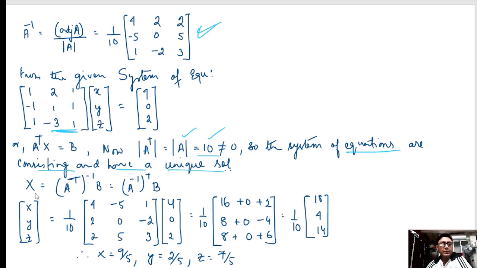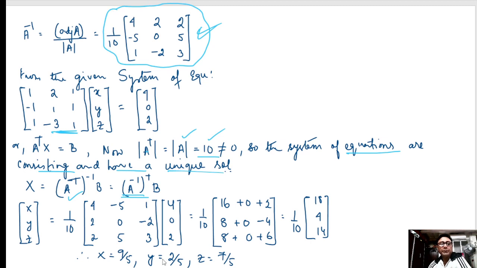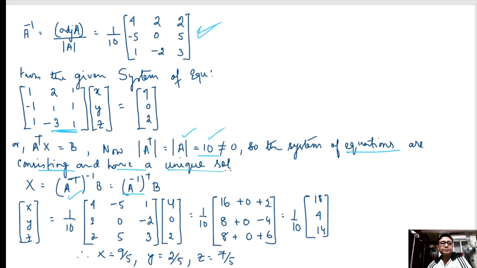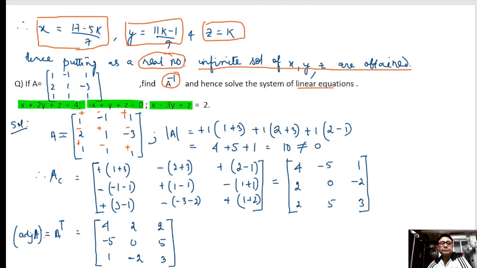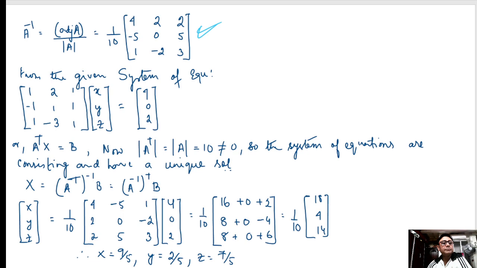So how to do it? X will be, instead of A inverse B, I can take A transpose inverse, that is A inverse transpose, and instead of this A inverse I have used this particular inverse into B. Clear? And now we are multiplying here.